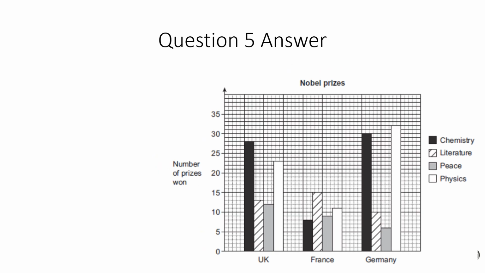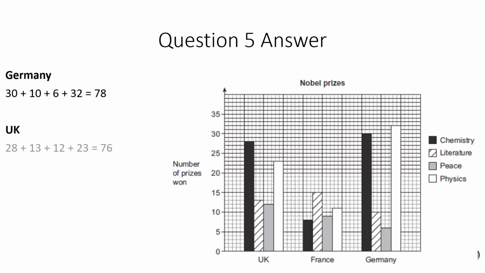Okay, let's have a look at the answer for this one then. So if we just take Germany first, we've got 30, add 10, add 6, add 32. And the way that you might want to clarify that, if we look, we're going exactly 30 there, exactly 10 there. But the 6, every small square is worth 1 prize there, and we're 4 squares down from 10 at 6 there. And then we're 2 squares up from 30 for the 32 there. So when you add all of that up, you get 78 for Germany.